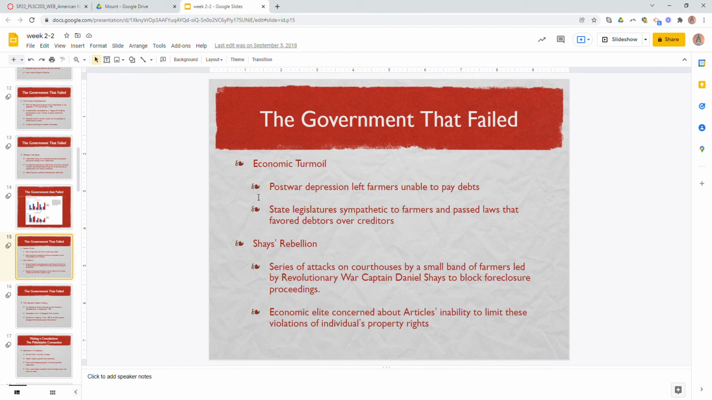So the economic turmoil that came in after the war kind of set things up for disaster. So after the Revolutionary War ended, we have states becoming represented by more moderate income, and then we hit a depression, okay, which left a lot of these moderate income people.